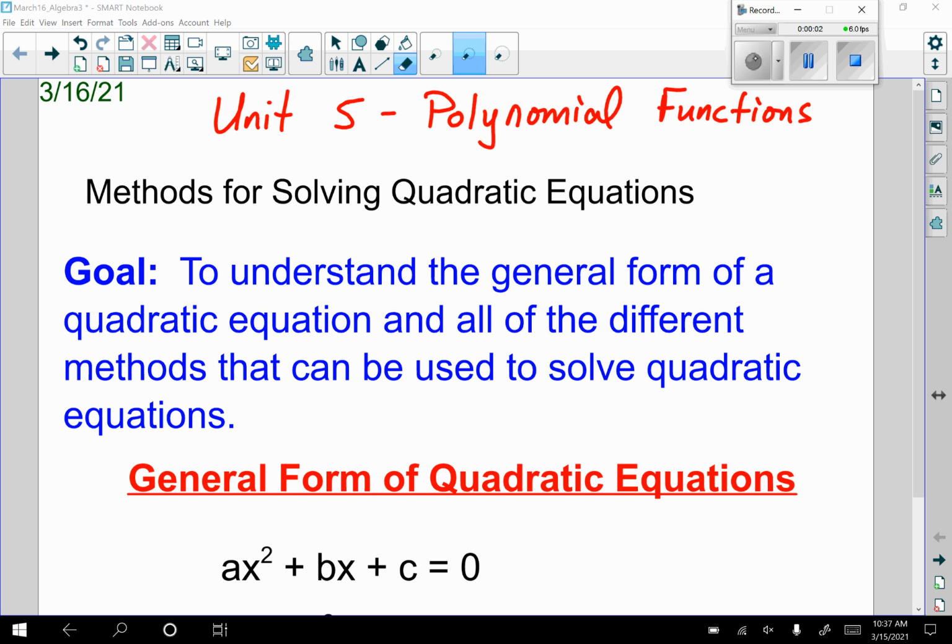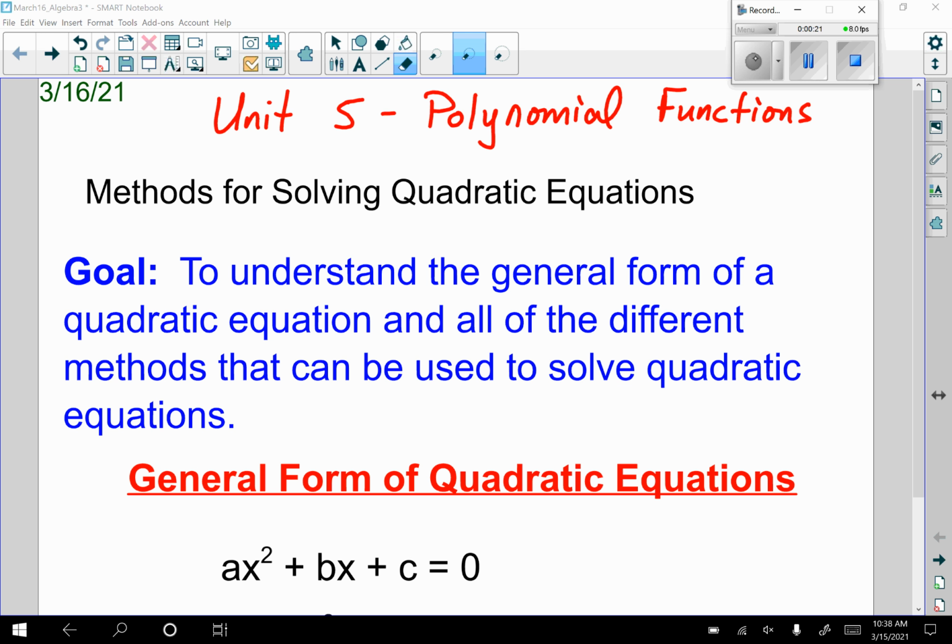Hello everyone, today we start Unit 5, which is polynomial functions, and our first focus is going to be on quadratic equations. Eventually we're going to build up to other degrees. So our goal today is to understand the general form of a quadratic equation and all of the different methods that can be used to solve quadratic equations.